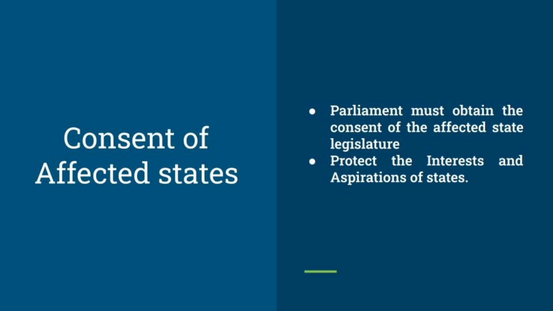This is what happens in the process of altering the names, boundaries or area. This ensures the protection of the interest and aspiration of the existing states. For example, in your prelims there may be a statement regarding Article 2: Article 2 ensures the protection of interest and aspiration of states. Then this is a correct answer, because in case of altering the areas, boundaries or name, Article 2 stipulates that the Parliament must obtain the consent of the concerned state legislature, and this ensures the protection of the interest and aspiration of existing states.